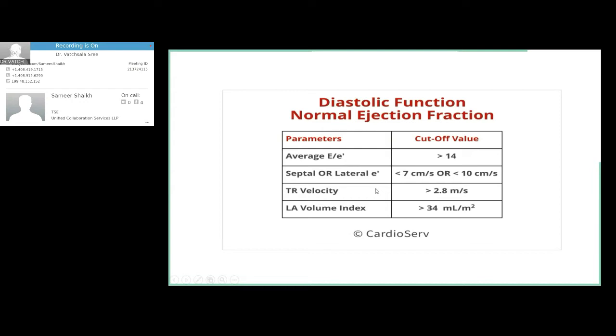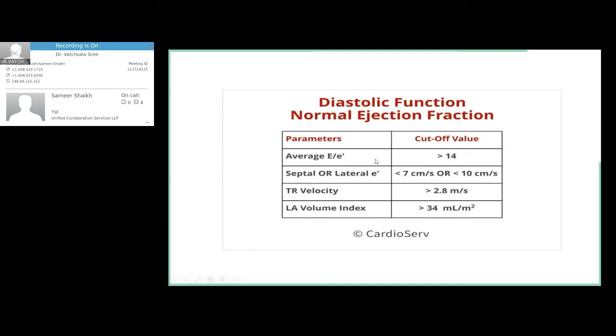Okay. The third parameter is the TR velocity. So any TR velocity more than 2.8 meter per second or a gradient of 34 or 35 millimeters of mercury is abnormal. And the fourth one is the LA volume index. We will come to this in the subsequent slides, but at the moment I just want you to know about the 4 parameters and the normal values.